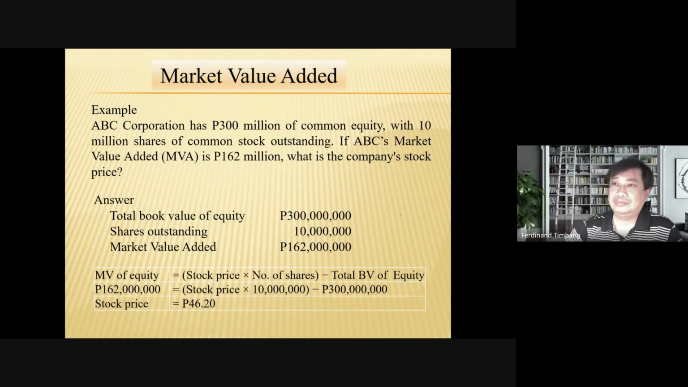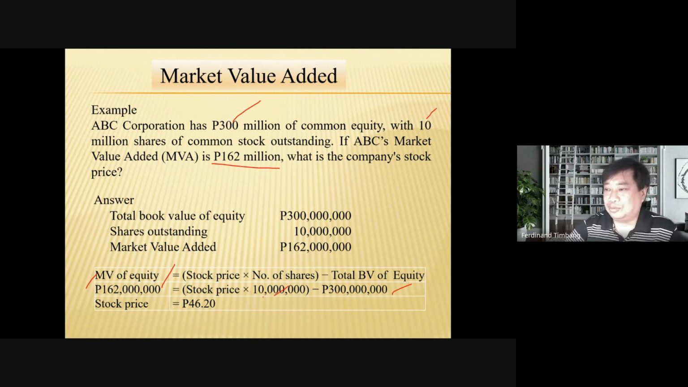So example tayo rito. So we have ABC Corporation has 300 billion of common equity with 10 million shares of common stock outstanding. So if ABC's market value added is 162 million, actually dito, binigay na sa atin yung 162 million na market value added. No? Andito na siya. So anyway, we have the other way to compute for that. So what is the company's stock price? So binago lang niya, binaliktad lang niya, no? So dito binigay na sa atin yung market value added actually. Then we have the stock price times 10,000 shares minus 300 billion. So ito yung 300 billion, ito. Then the number of shares is given, 10.